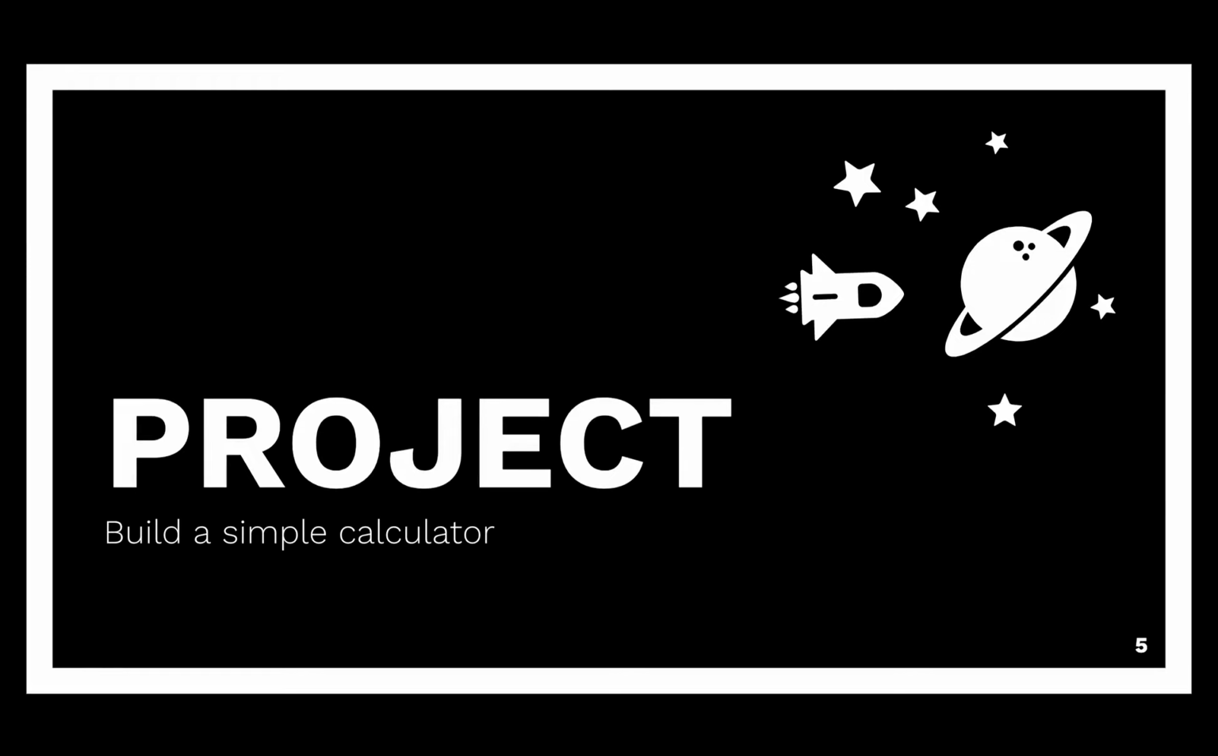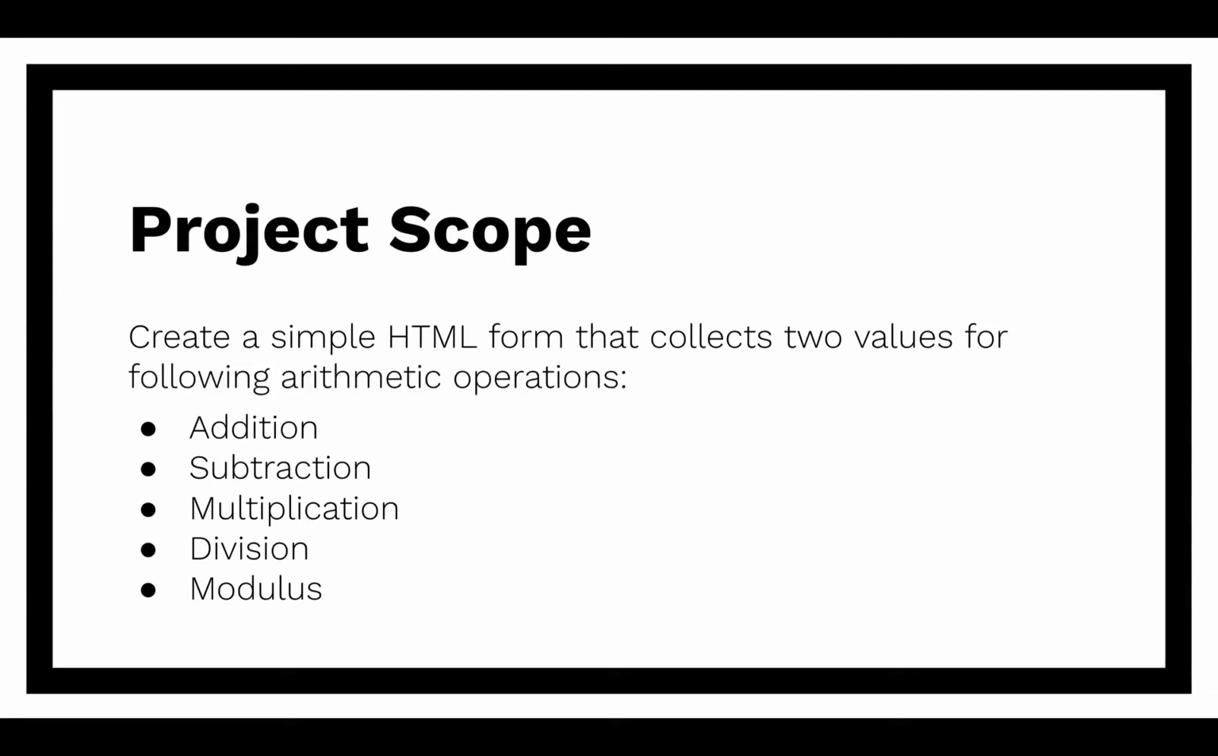So in this session, we're going to be building a simple calculator application. The scope of the application is just the user enters two numerical values, and depending on those values, we perform some calculations and display the result, right? So let's go ahead. All right, so this is the project scope. So we'll create a simple HTML page, a simple HTML form that will collect two values from the user and perform these arithmetic operations.